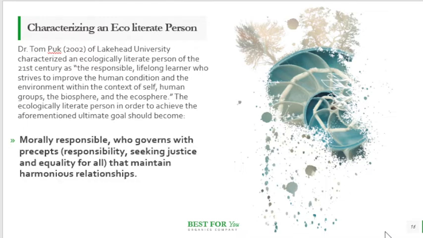Next, you've got to be morally responsible, who governs with precepts, responsibility, seeking justice and equality for all, that maintain harmonious relationships. You have to think about the equality, the justice for everyone, but at the same time, maintaining your harmonious relationship with yourself, with your society, and with your nature, with your environment also. In all of the types of literacies that we have studied before, we can never avoid the moral or the ethical aspect of these literacies.